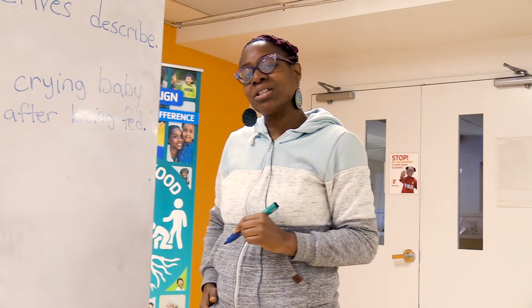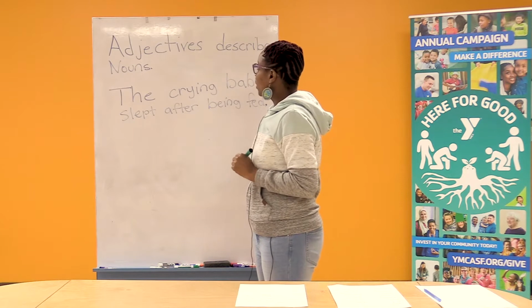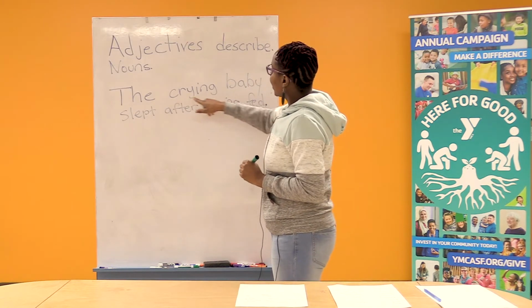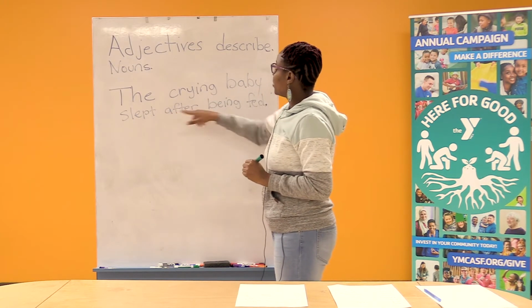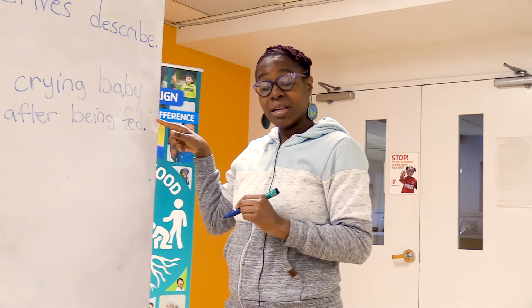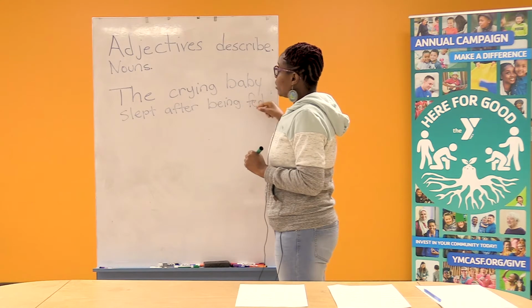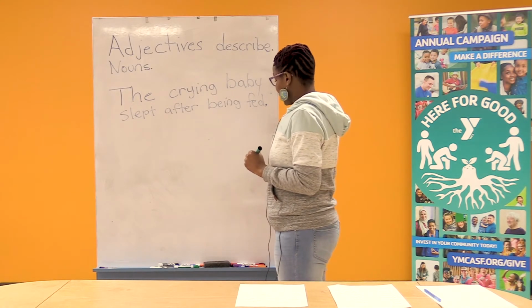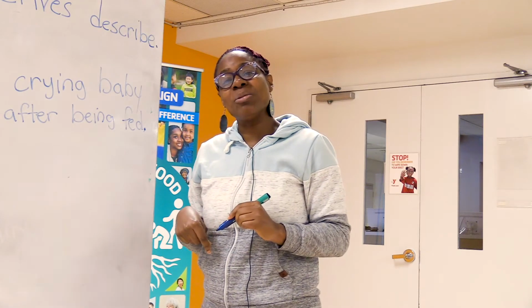Which one is the adjective? If you said crying, you are right. The crying baby slept after being fed. Crying is the adjective, baby is our noun. What kind of baby was it? It was a crying baby. Let's go ahead and do some more adjectives.